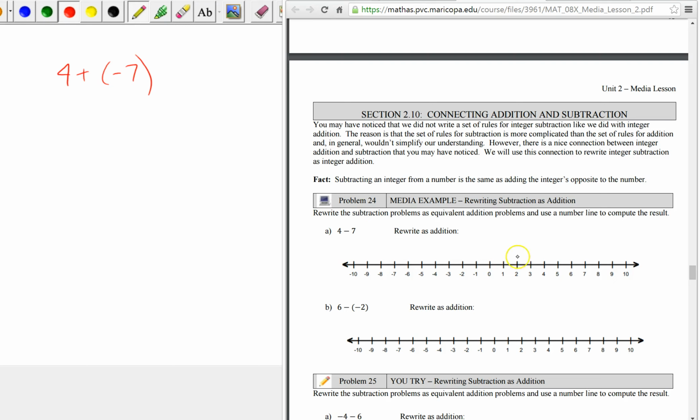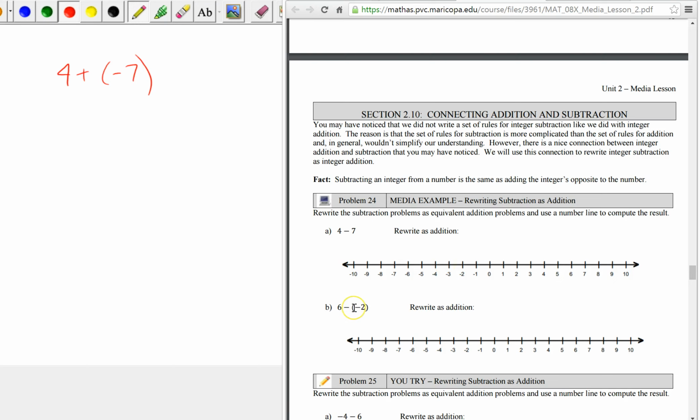So starting at 0, 4, and if we want to combine -7, that takes us back to 0, and then another 3. And then you can even show them with the number line how that's the same as 4, and then subtracting 7 would be 7 to the left.